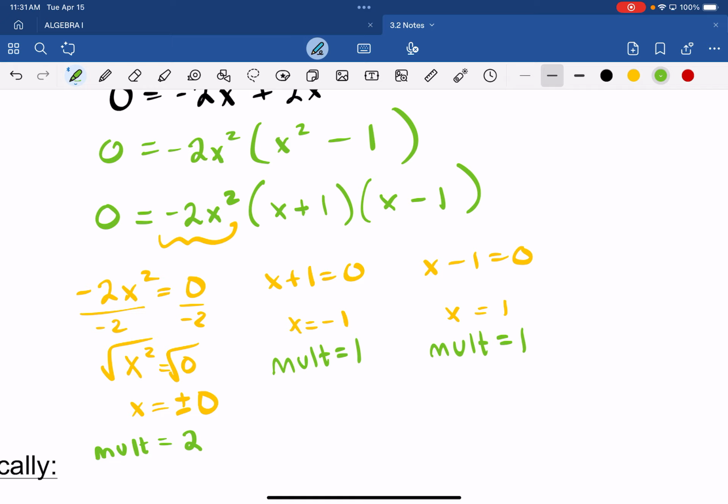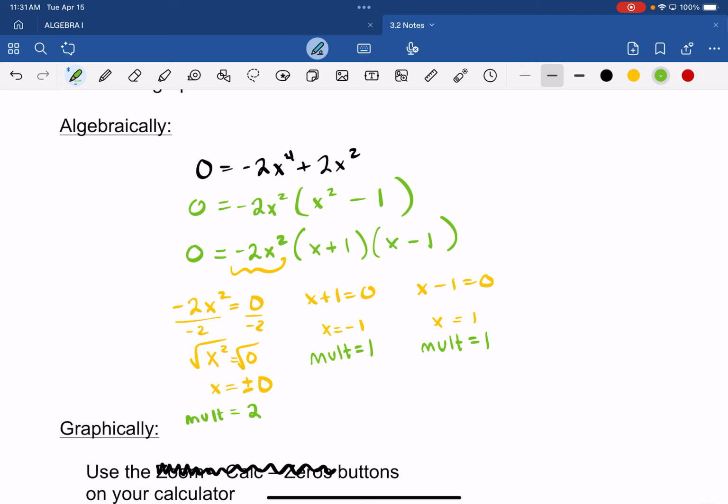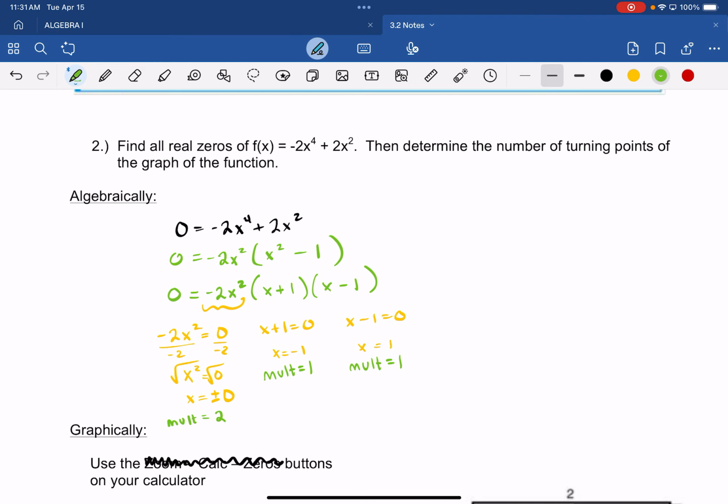How many turning points could I have at most on this graph? Oh, wait, no, yeah, 3. Sorry, you're right. 3. Yep, because it was 4 minus 1. So turning points. In fact, let me write maximum turning points, because we don't know for sure. The max number of turning points, as long as you know what it means, would be 4 minus 1, 3.